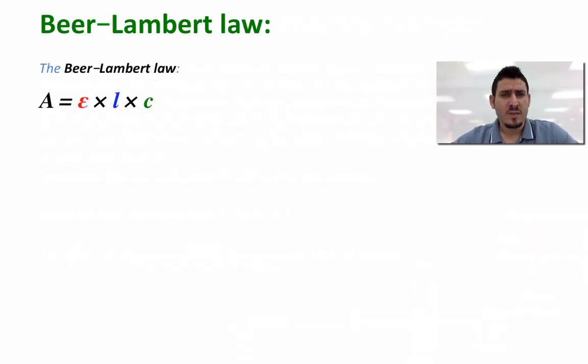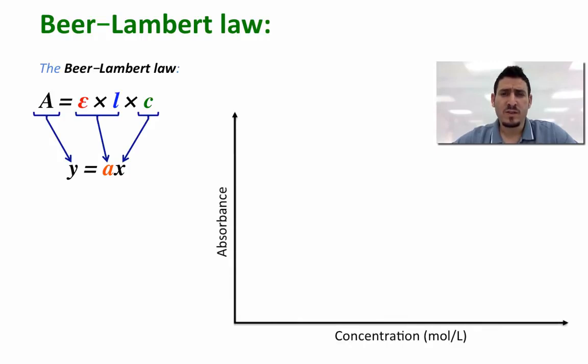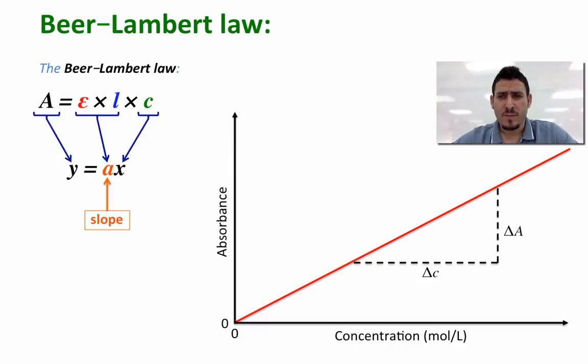Now, another practical aspect of the Beer-Lambert law is the fact that its expression is similar to the mathematical expression y equals ax, where A corresponds to y, epsilon L corresponds to a, and C corresponds to x. This way, we can plot the absorbance versus the concentration, which is going to be a straight line that passes through 0. If we find the slope of this plot using delta A divided by delta C, we get epsilon times L. So how can we benefit from this experimentally?